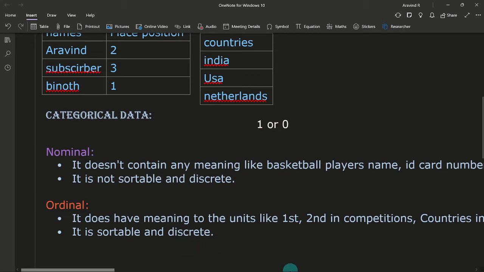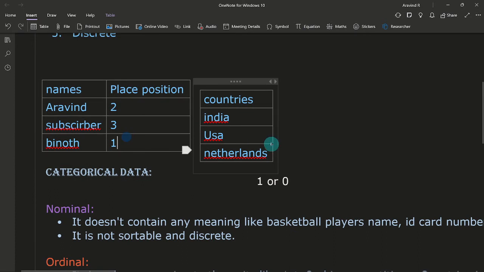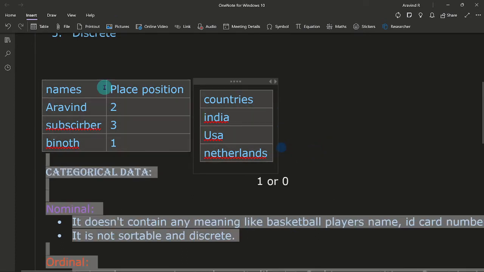Okay. So I hope you understand the nominal. Nominal is nothing but, in simple words, it doesn't have any meaning. We can't sort the data, and it is not discrete. And ordinal is opposite to the nominal. We can order the data, and it is sortable, and it is discrete. Okay, guys. This is all about the nominal and ordinal, and I will move on to the numerical data type now.